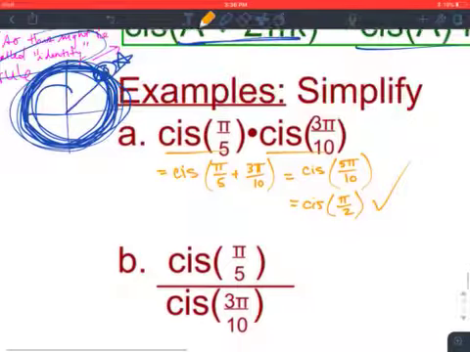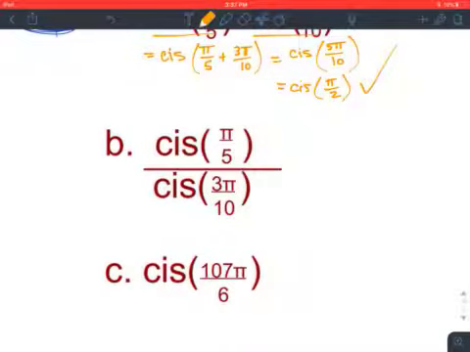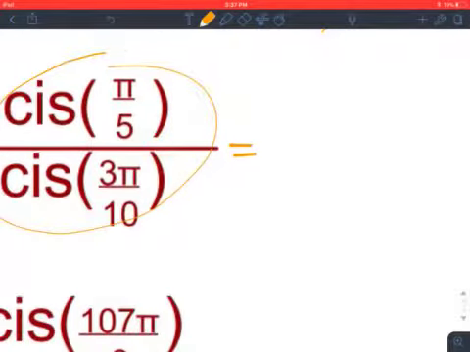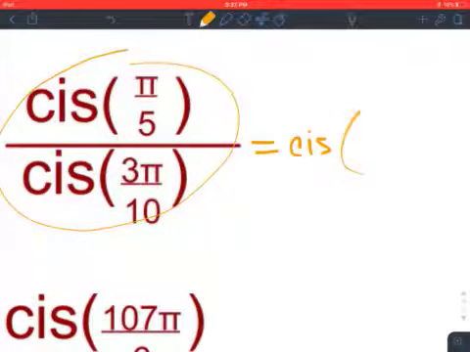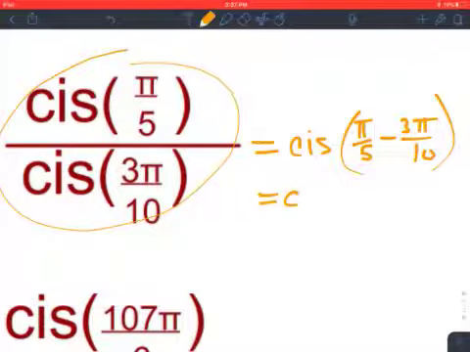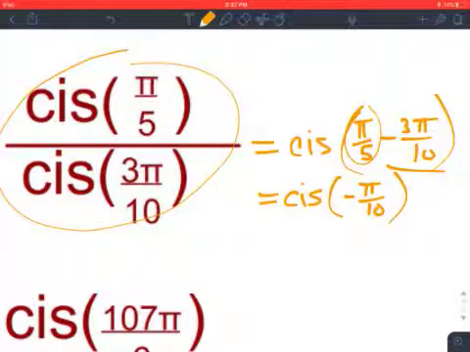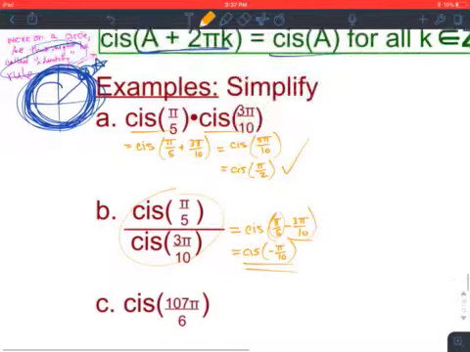Boom, done. Simplified. Quotient of two complex numbers in polar form, so I'm going to write it as the difference between their arguments. CIS of pi over 5, or 2 pi over 10, minus 3 pi over 10, and that is equal to CIS negative 2 pi over 10. Nope, mistake. It's 2 pi over 10 minus 3 pi over 10, so it's negative pi over 10. And you can leave it there because that's polar form.